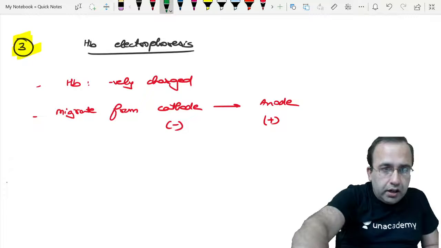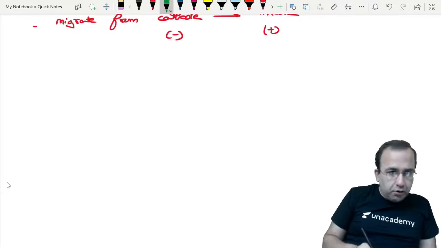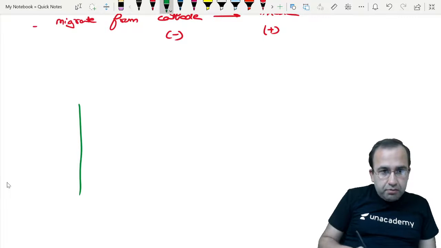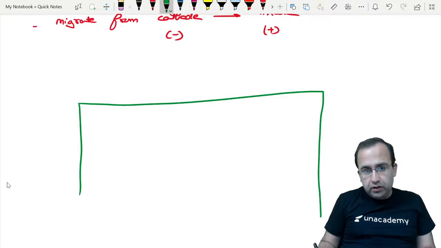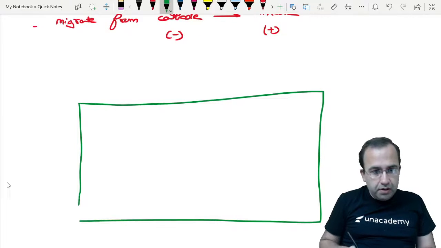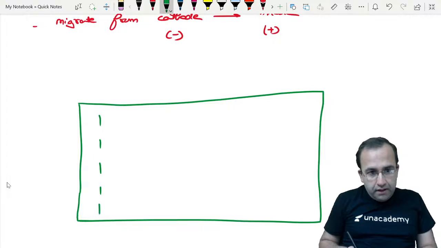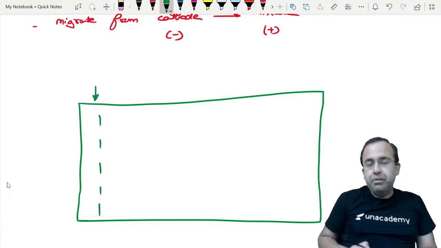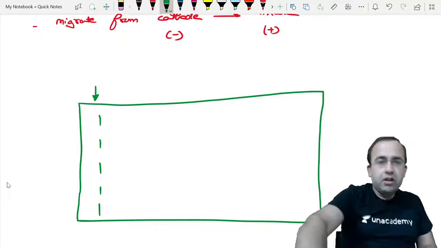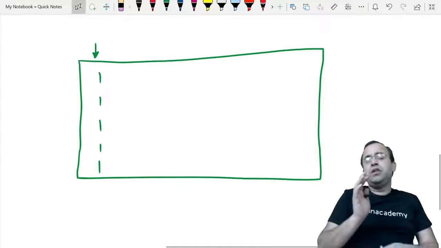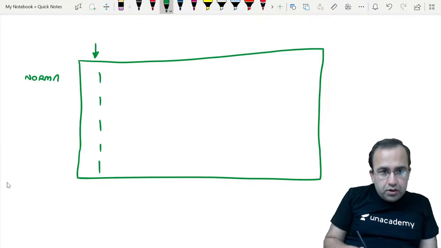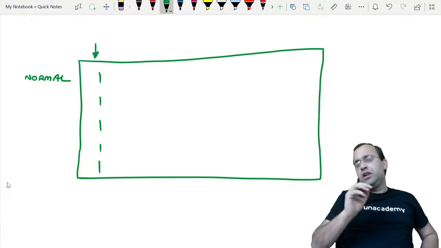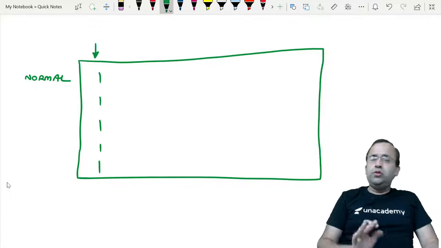Next, let us have a look at hemoglobin electrophoresis. Suppose this is the agarose gel plate. This is the point of application. That means I have put the sample here. Whenever hemoglobin electrophoresis is given, normal is always put. There is no hemoglobin electrophoresis without normal.